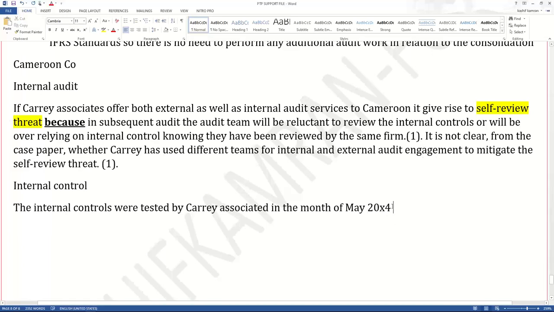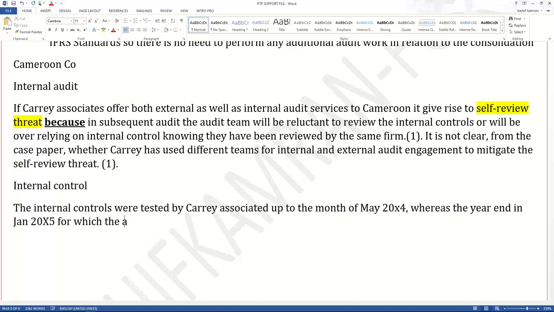Controls were tested by Kerry Associate up to the month of May 20X4, whereas the year end is January 20X5, for which the audit has been performed, because the report has already been issued.